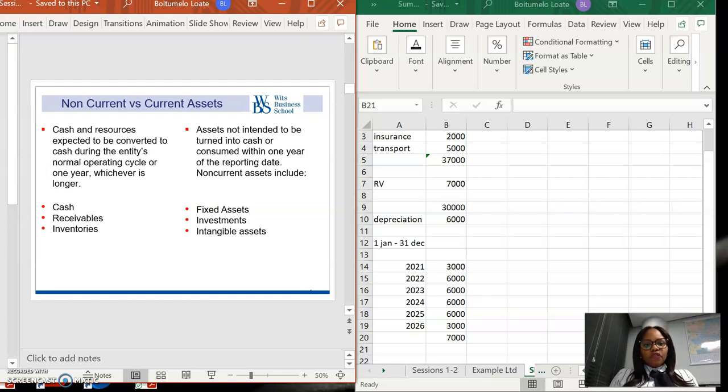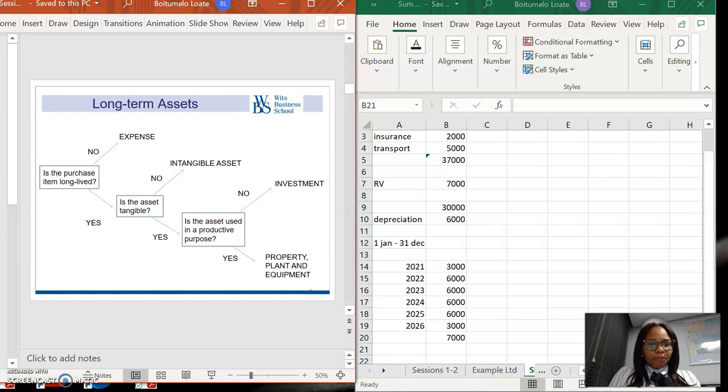The quickest way of looking at it is through this tree diagram. So the first question you need to ask yourself is: is this asset, or the purchase of this asset, going to be long-lived? If it's not going to be long-lived, what is the point of then creating an asset and then having to expense it? In that instance, we can immediately expense that item.